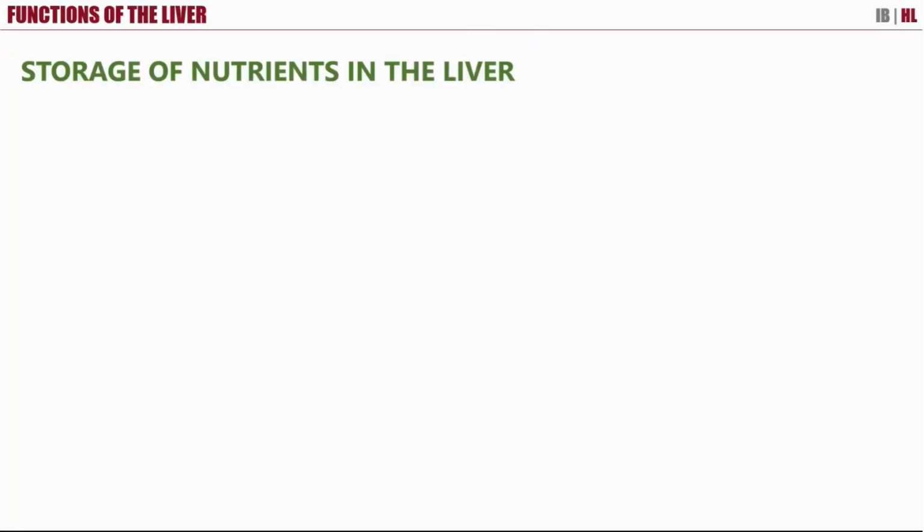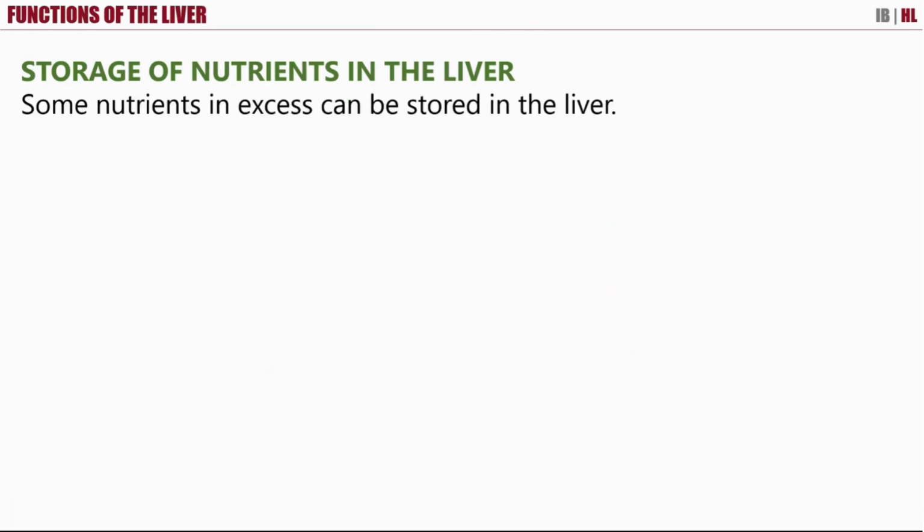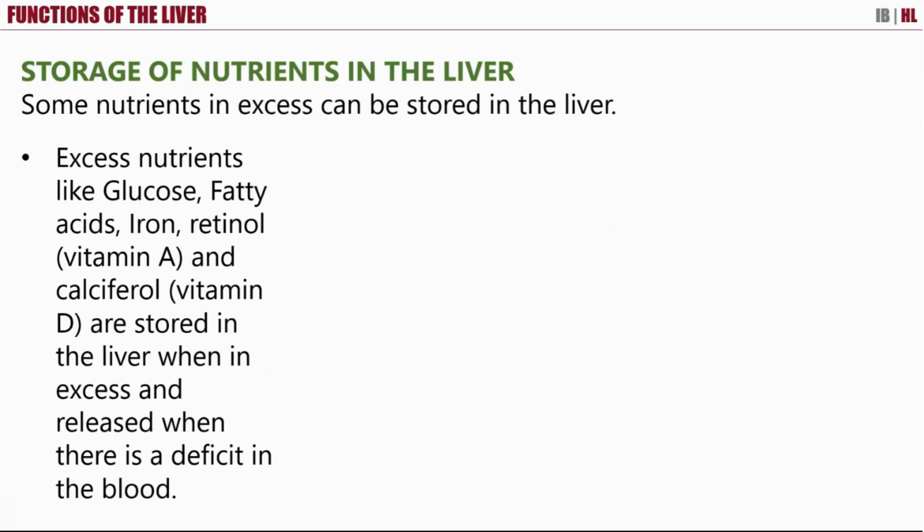So storage of nutrients in the liver. We have discussed just now that glucose is stored in which form? Glycogen. But what about other things? Excess nutrients are converted into many different forms. Some are converted into different vitamins. So excess nutrients like glucose, fatty acid, iron, retinol, which is also called vitamin A, then calciferol, which is vitamin D, are stored in the liver when in excess.